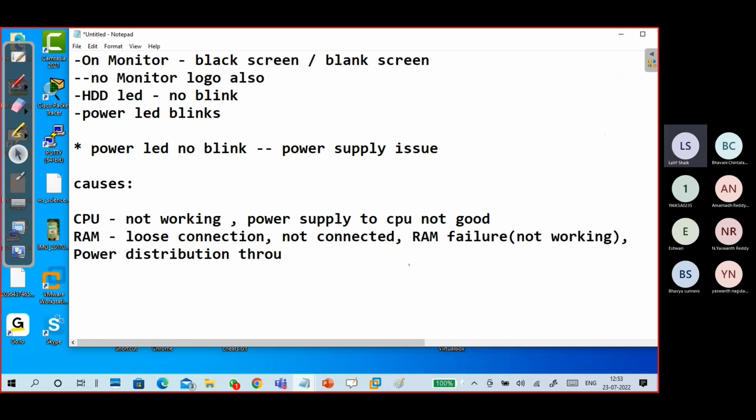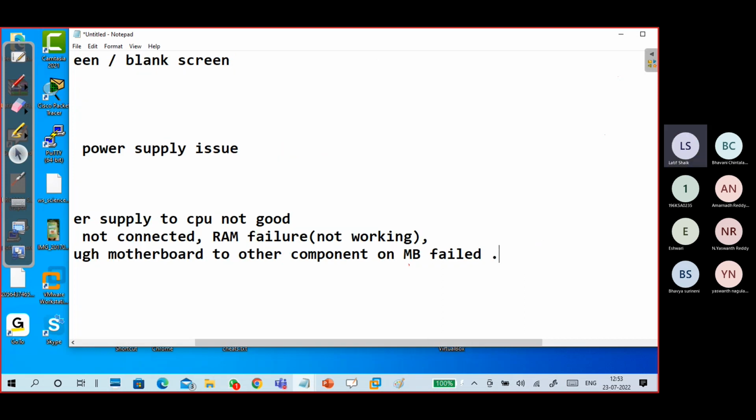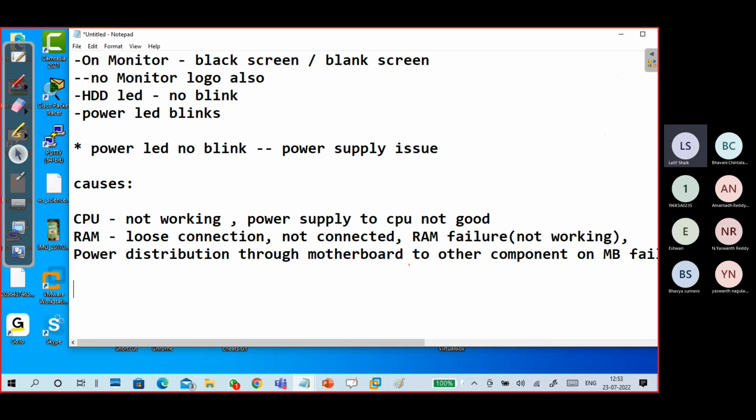through motherboard to other components. If the power distribution on the motherboard failed. Next, other components, we don't know the other components and how they are working also.